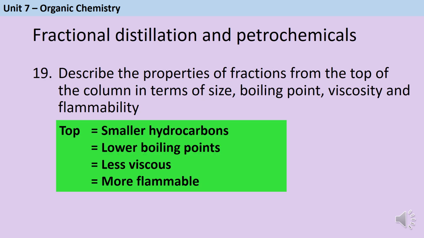The fractions that are extracted at the top of the fractionating column are smaller hydrocarbons, and they have lower boiling points because the intermolecular forces between the molecules are weaker. They're less viscous, which means they're less sticky, and they're more flammable, so they make better fuels because they burn more cleanly.